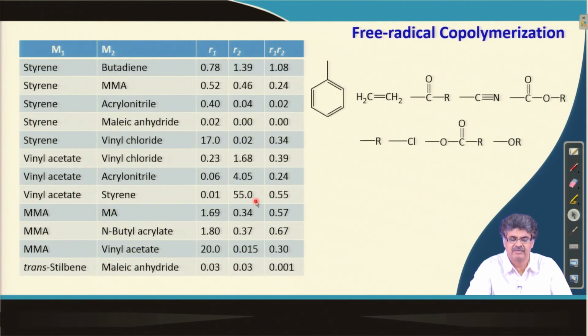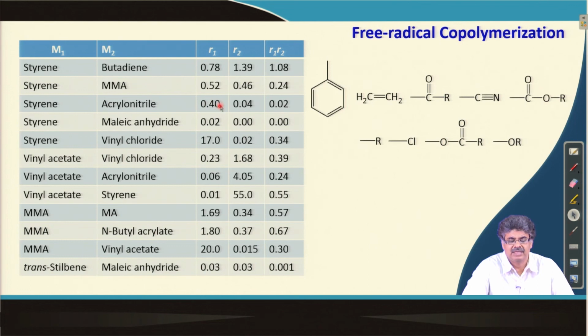So, these are some of the copolymerization values, and we can see that for styrene and maleic anhydride both are almost 0. So, basically styrene and maleic anhydride form an alternating copolymer, and maleic anhydride actually cannot make a homopolymer by itself. Similarly, for styrene and acrylonitrile, see the value for styrene is much higher compared to acrylonitrile. So, the tendency of copolymer drift will be higher.